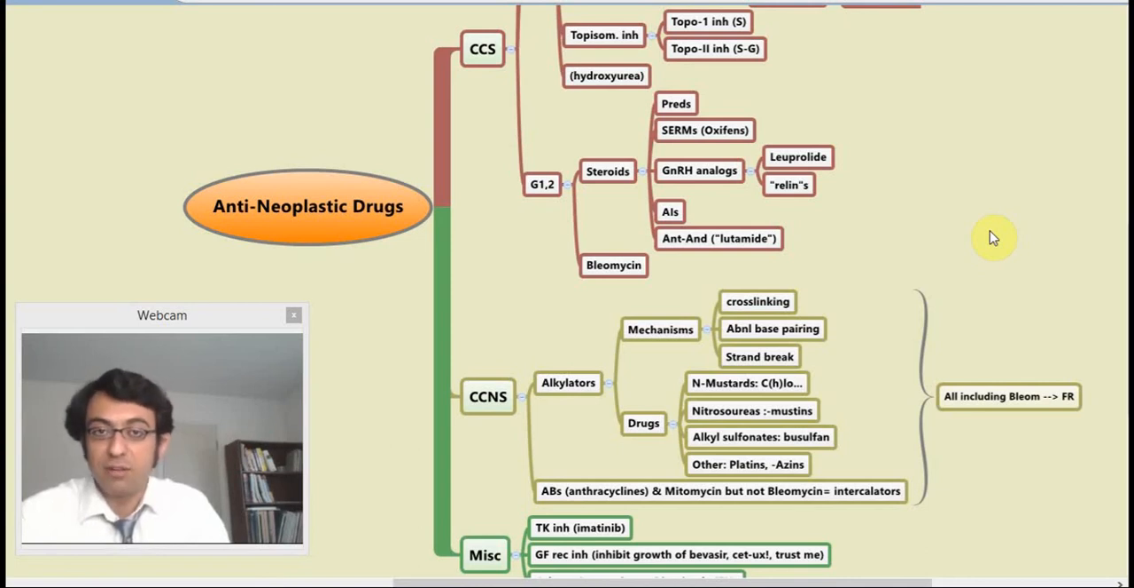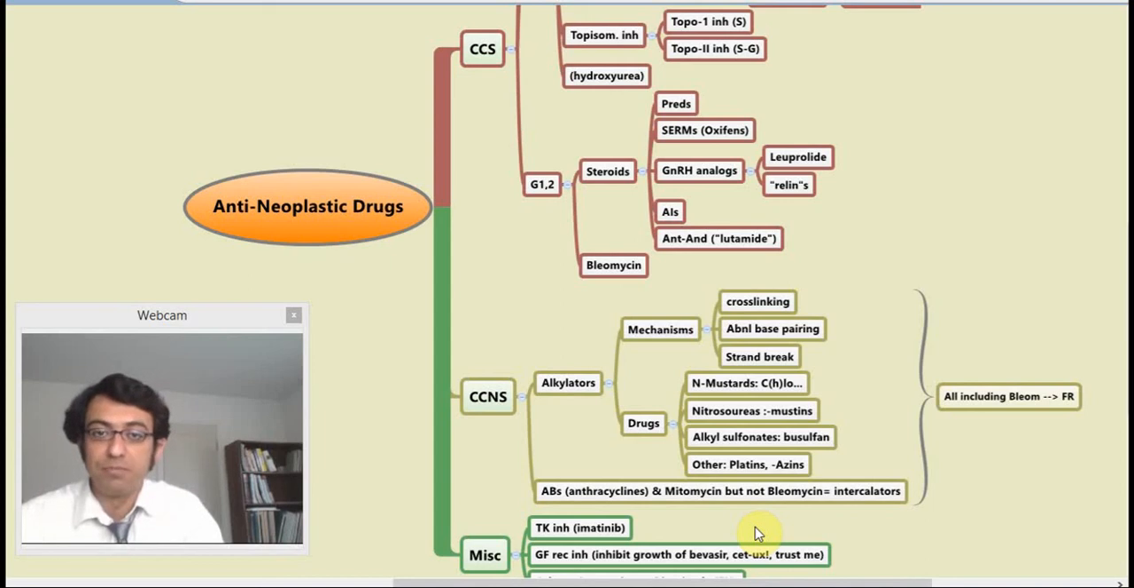What is the major mechanism by which the free radical production functions as an anti-cancer drug in the case of alkylators versus anthracycline antibiotics? The mechanism of anti-cancer free radical production by alkylators includes cross-linking of DNA, abnormal base pairing, and strand breakage, while in the case of anti-cancer antibiotics, especially anthracyclines, the mechanism is intercalating. So it's the intercalating between DNA strands.